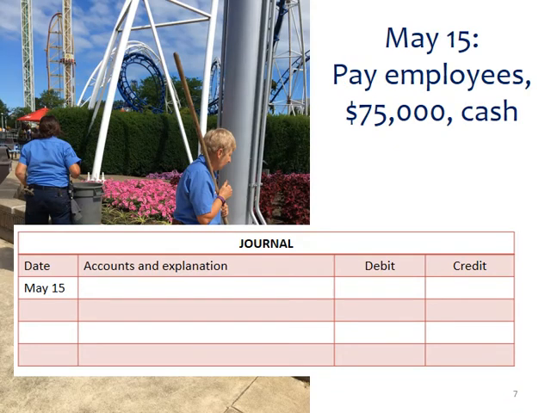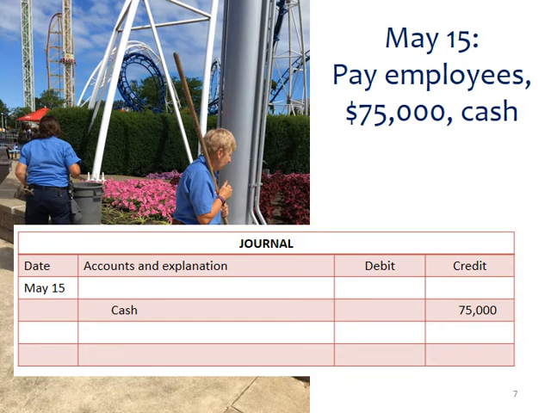Our next transaction was on May 15th when Cedar Point paid employees $75,000 in cash. By the way, I am greatly simplifying this entry to ignore payroll taxes, which we will get to in a later chapter. The easiest place to start in this entry is cash. Cash is an asset. Does cash increase or decrease for Cedar Point? Cash decreased because Cedar Point is paying cash. So we have cash, an asset, decreasing. To decrease an asset, we would credit it. So we can indent cash, skip a line, and then credit $75,000.